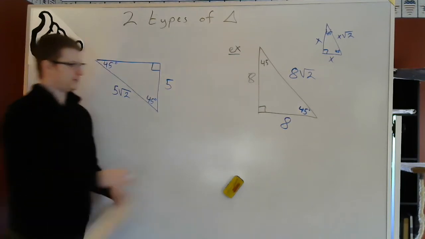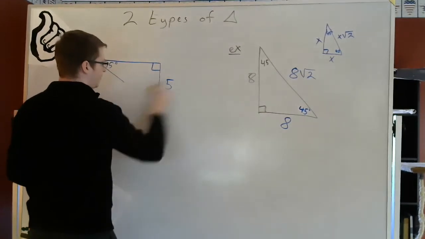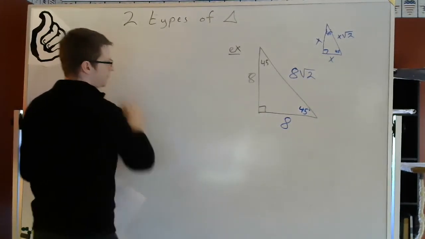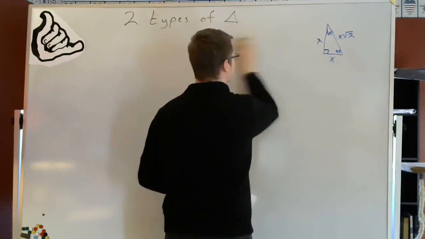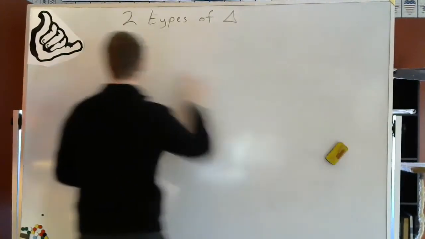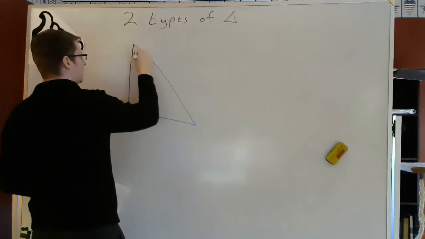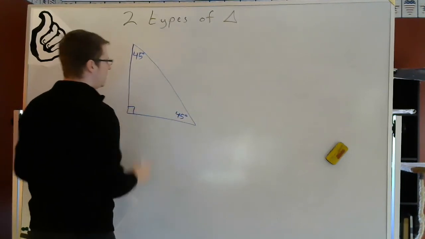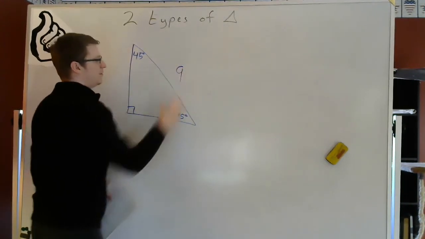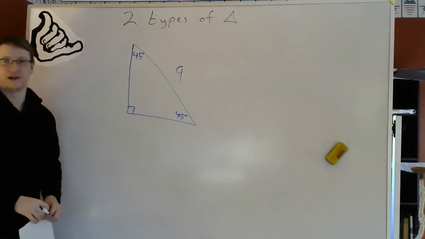Where it gets a little bit dicey, that I've seen students struggle with, is when the side that's given to you isn't one of the legs. So let's say that I give you the hypotenuse instead. Let's take a look at this quick example. Here we've got 45, 45, and 90. And this time I'm going to give you 9 right here. And I'm going to say, well, how long is the leg of this triangle?